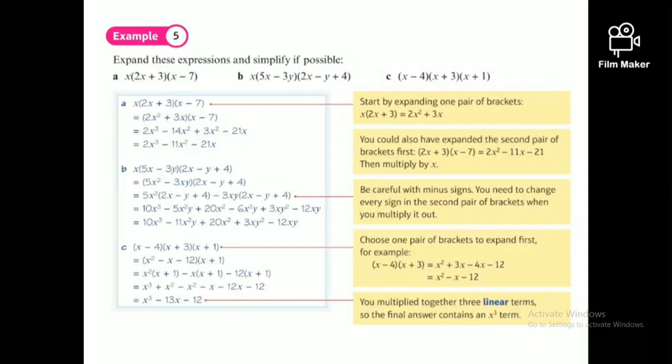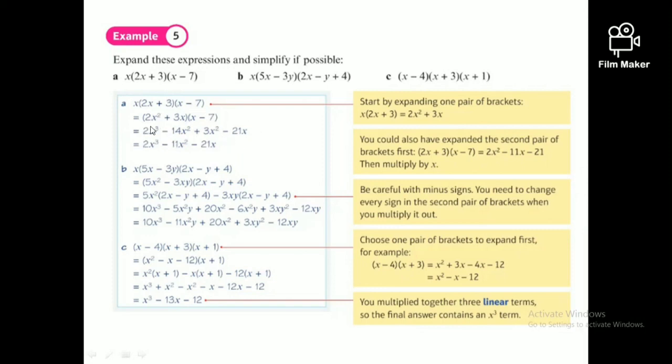If you come up with this kind of expansion, what you can do here is, initially I can multiply this 2x plus 3 with x. 2x into x is 2x squared, 2x into 3 is 3x. Then multiply this expression with x minus 7, right? What you can do is, 2x squared into x is 2x cubed. 2x squared into minus 7 is minus 14x squared. 3x into x is 3x squared. 3x into minus 7 is minus 21x.